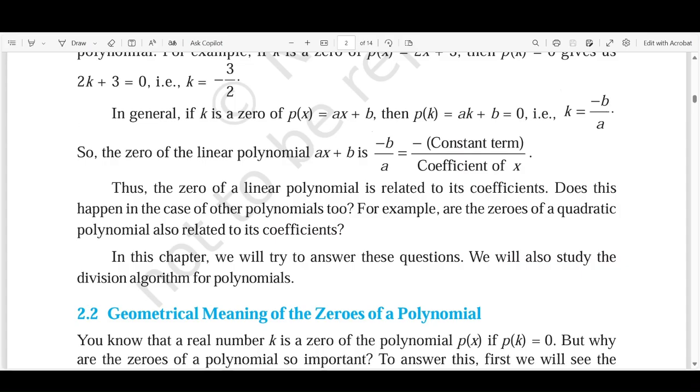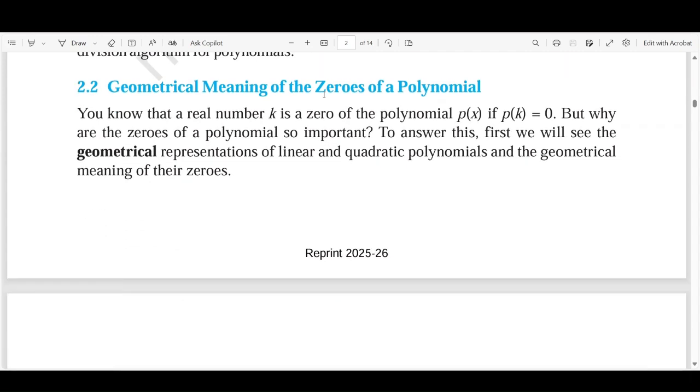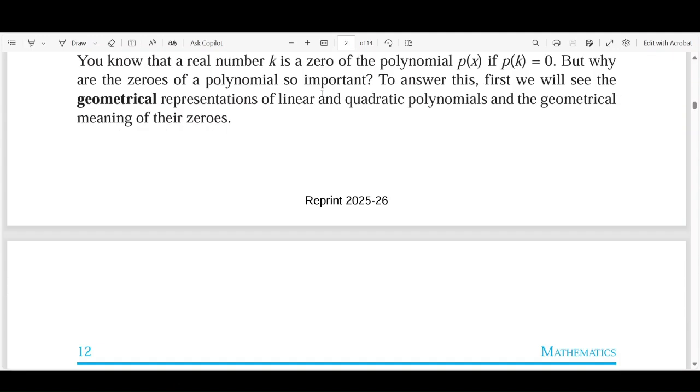Fine. Next, moving on to section 2.2, geometrical meaning of the zeros of a polynomial. Mathematically, we can determine the zeros of a polynomial, not only for linear, but for any degree polynomial. But what is the geometrical interpretation of these zeros? That we will discuss in this section. In this section, we are going to concentrate only on linear and quadratic polynomials.